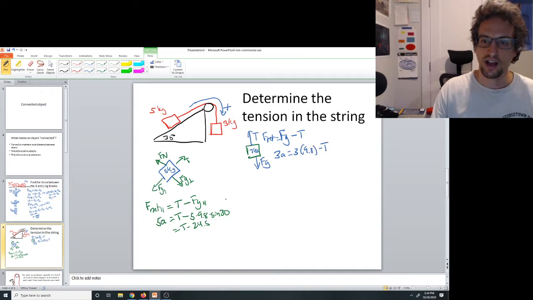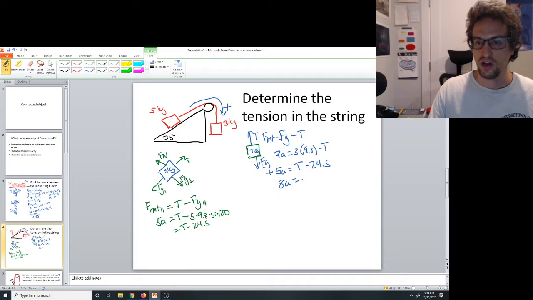And again, we realize we add these two equations together, right? So I'm going to add the 5a equals T minus 24.5. I add those together, I get 8a is equal to 29.4 minus 24.5, which means that a is equal to 4.9 over 8, which is 0.6125. Always finding the acceleration first. It's the easiest to find.